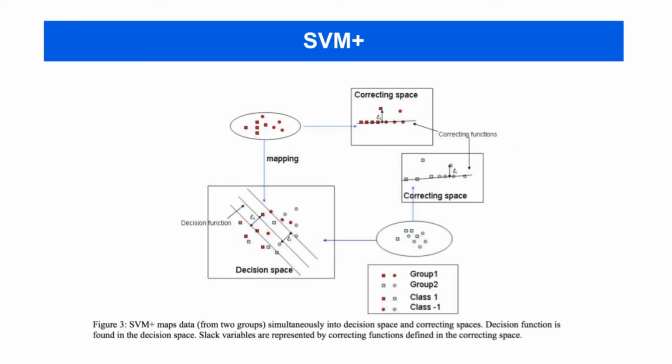This diagram illustrates the SVM Plus model with two data groups. It maps data from two groups simultaneously into decision space and two correcting spaces.